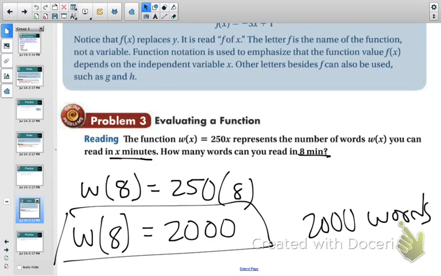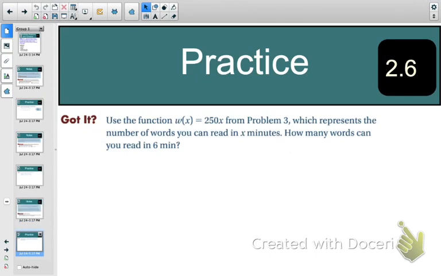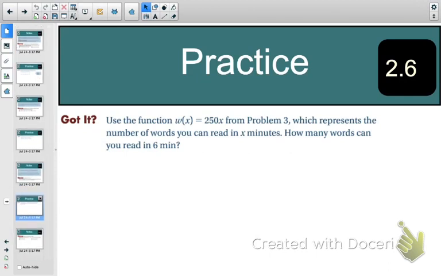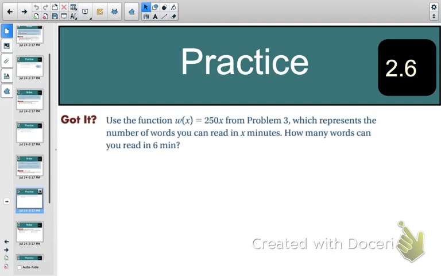Okay, this is useful because it shows you your y value, which is this one, and your x value, which is here. So when x is 8, y is 2,000. That's basically what that's showing you. Okay, how many words can you read in 6 minutes? So basically you just replace with 6 there, and it's 250 times 6, which is 1,500, I think.